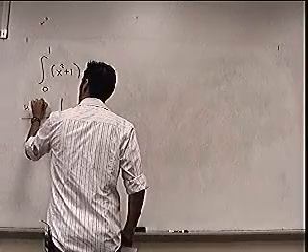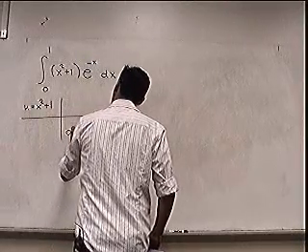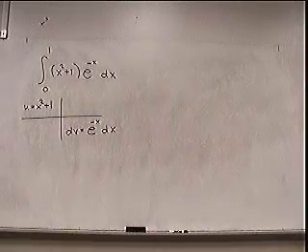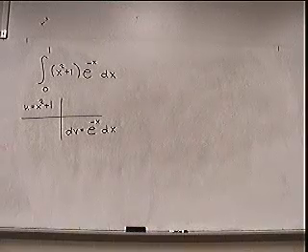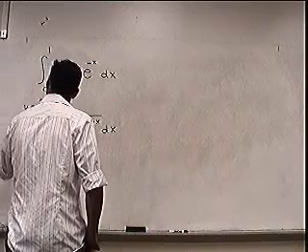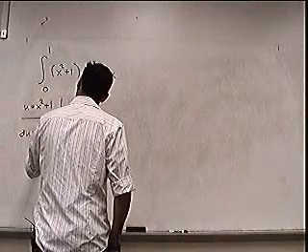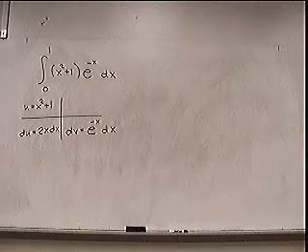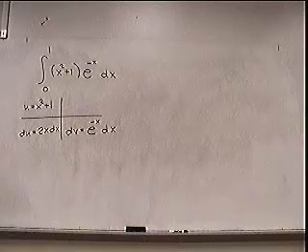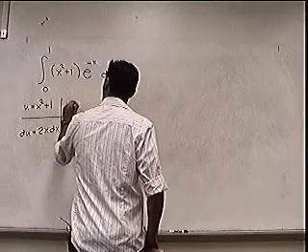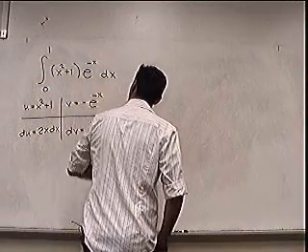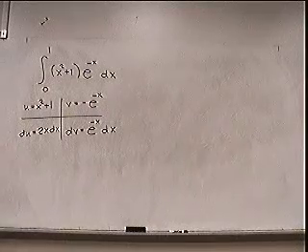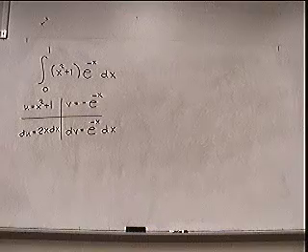X squared plus 1 for u. And dv has to be e to the negative x dx. We don't have a choice. Now what's du? 2x dx, right? What's the antiderivative of e to the negative x? Negative e to the negative x, good. Negative e to the negative x. And that's just because of a little bit of the chain rule. You have to account for that negative up in the exponent.